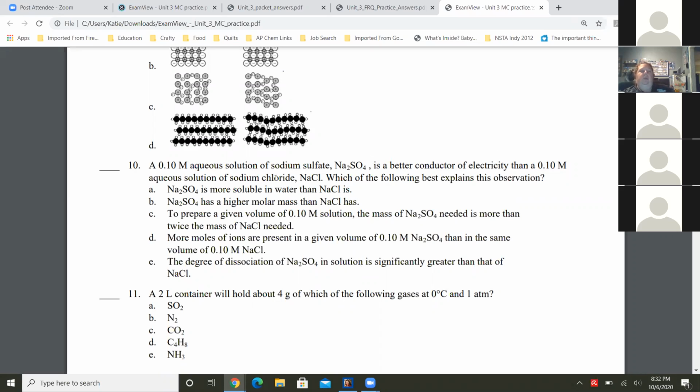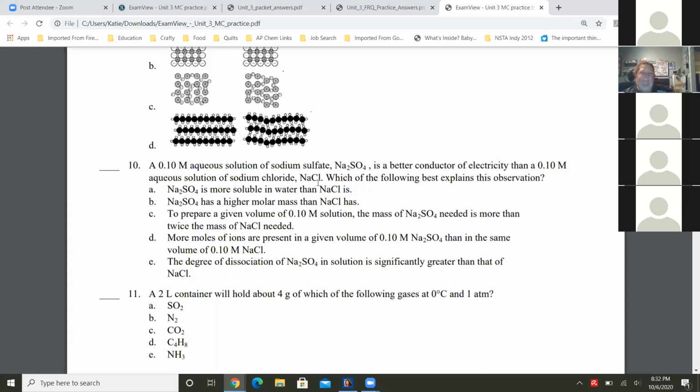I'm going to tell you right now, this is not going to show up on your test tomorrow. This is more related to what we're going to talk about next chapter, but it's because sodium sulfate breaks up into more ions, because it's 2 sodiums and 1 sulfate, so that's a total of 3 ions. Okay, gotcha. And sodium chloride is only 2.